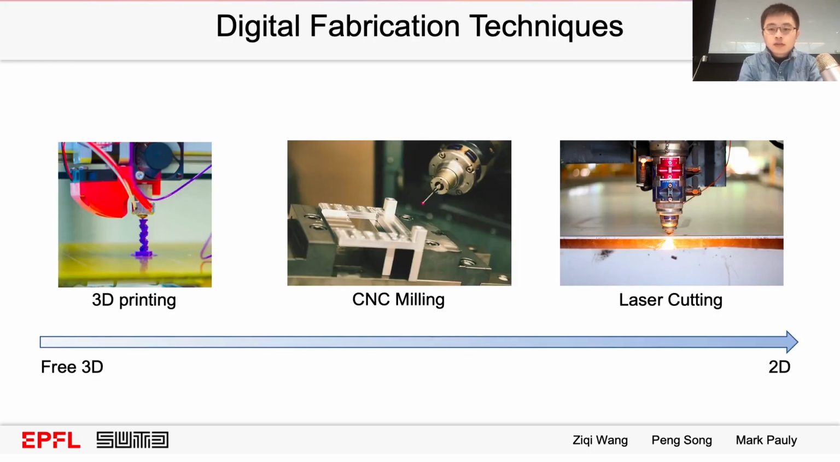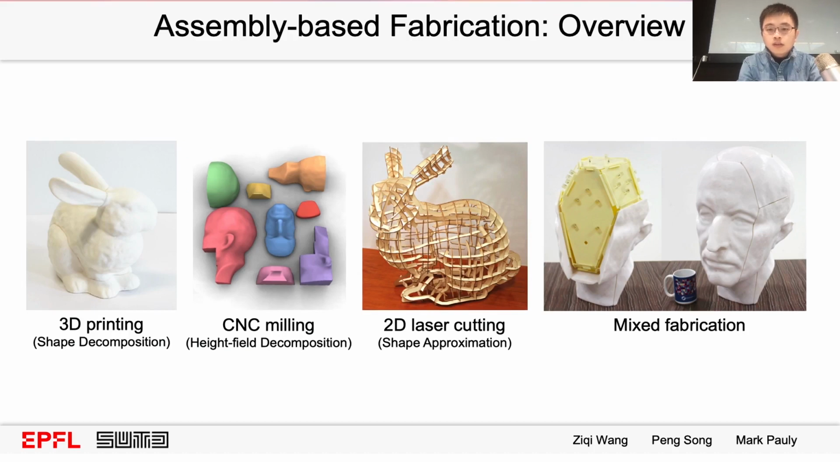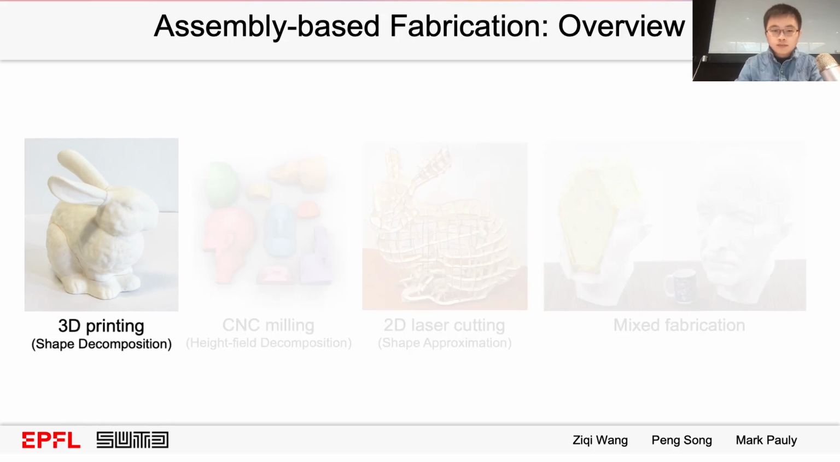Here are 3 typical digital fabrication techniques. The 3D printing can fabricate almost any 3D shape, while the 2D laser cutting is limited by only cutting 2D shape. We divide assembly-based fabrication into 4 parts. In addition to 3 typical fabrication techniques, the mixed fabrication is an approach to combine multiple fabrication tools into one project. Let's first review the recent works in 3D printing.